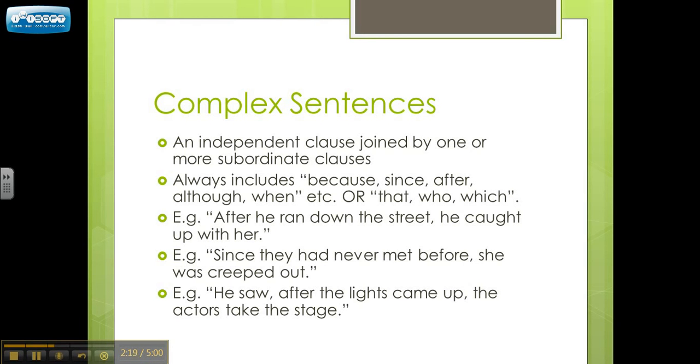Our third example takes a look at one where it comes in the middle of a sentence. He saw, after the lights came up, the actors take the stage, or took the stage. That's when we've got some additional information, a subordinate clause, in the middle of a sentence. So complex sentences, just to quickly recap, have an independent clause, but they also have a subordinate clause, or a dependent clause. If you've got both in one sentence, you've probably got a complex sentence.